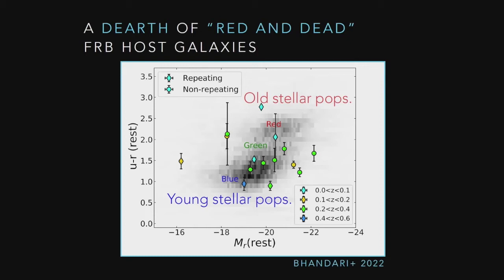We can look at a color magnitude diagram to get a sense of the ages of the stellar populations. And we see that most FRB hosts cluster around the blue cloud, pointing to young stellar populations where there's ongoing star formation taking place. We do see some hosts in the green valley, which is thought to be where galaxies are transitioning from young to old stellar populations. But ultimately, there is this dearth of galaxies in the so-called red and dead zone, where you have the oldest stellar populations. And what this tells us is that delayed channels or old progenitors are not the dominant formation mechanism.